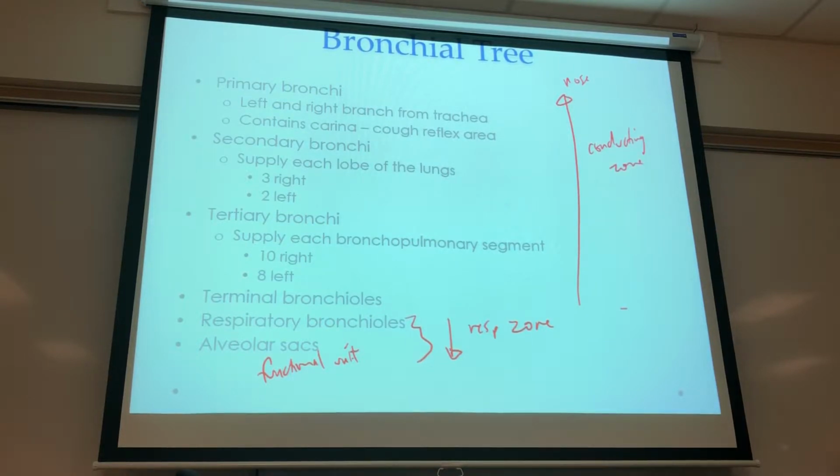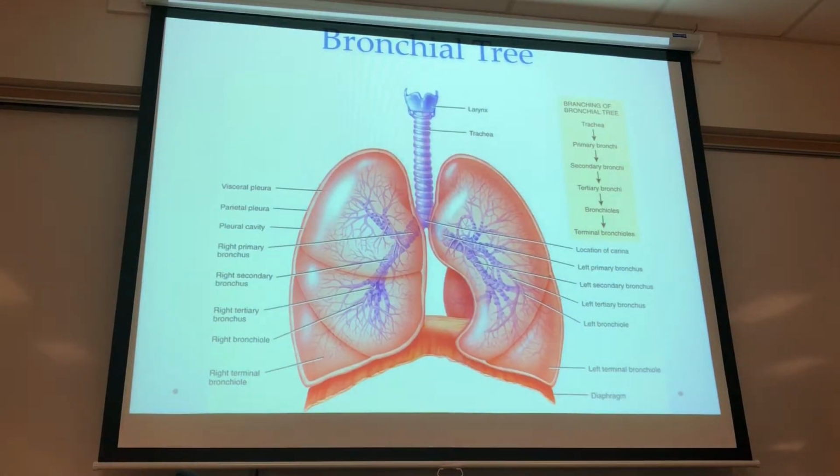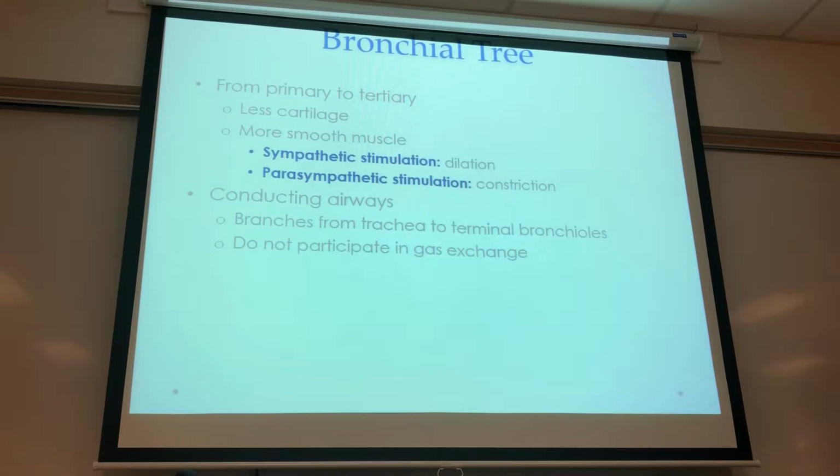Again, the significance of the conducting zone is to filter, moisten and warm up the air, while the respiratory zone is going to participate in gas exchange. The bronchial tree is shown on the next slide, with the lungs superimposed as well as the diaphragm. Looking at the tissue makeup from primary to tertiary, there's less cartilage and more smooth muscle as we make our way down to the tertiary.